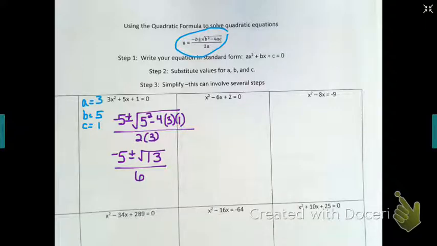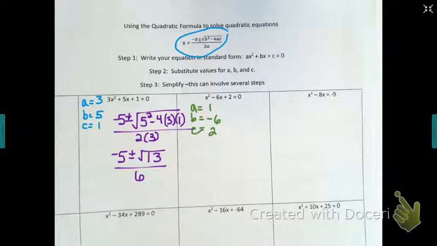Questions about that? Alright, so A is 1, B is negative 6, and C is 2. Any questions about that?